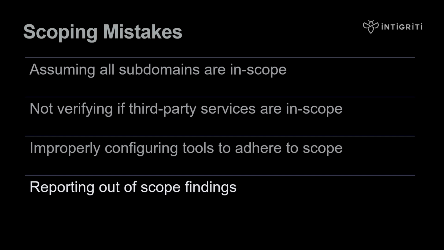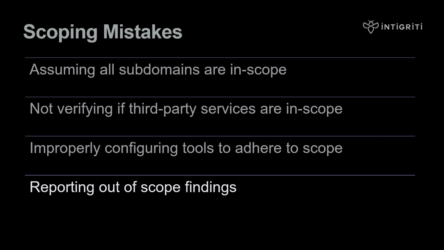The final mistake is reporting out of scope findings. So we talked about this in the last module, but no bounty will be awarded for out-of-scope findings. So if you find a vulnerability on an out-of-scope asset that you shouldn't be testing, and you do report it, you can't expect a bounty for that, and actually, it's likely to lead to a lower reputation, which can mean less private invites and things like that. So it's very important to stay within the scope.